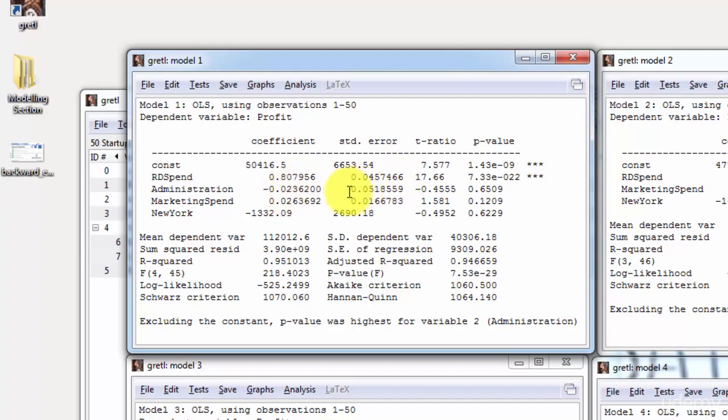So if you're running a company and you know that the more you spend on administration, the lower your profit, then maybe you should stop spending on administration, or maybe you should reshuffle your funds or something like that. So it's very insightful actually to know these things.